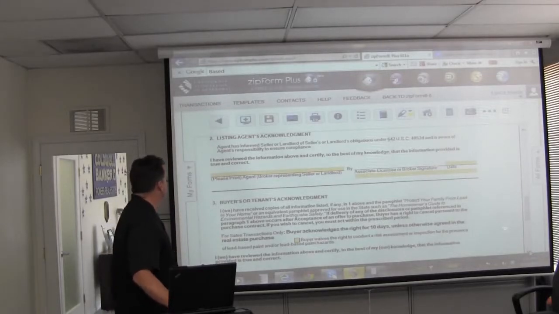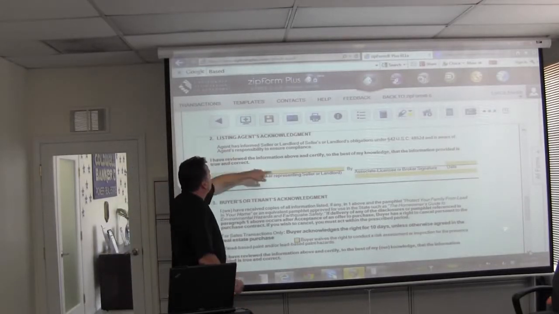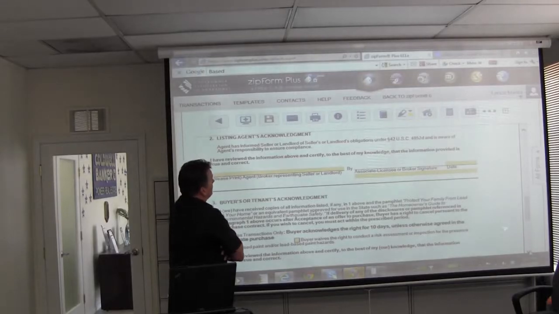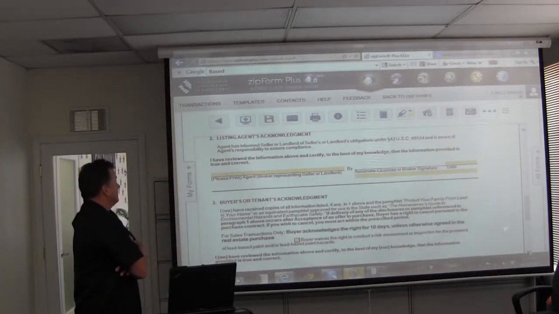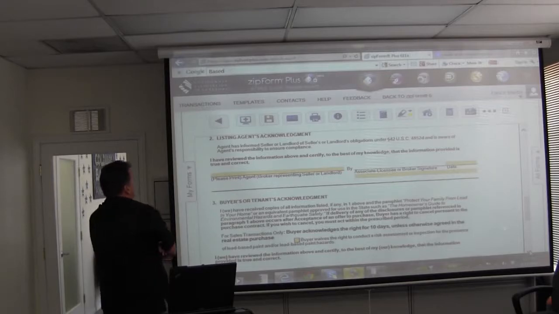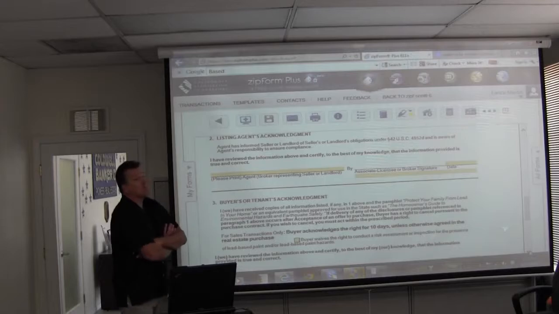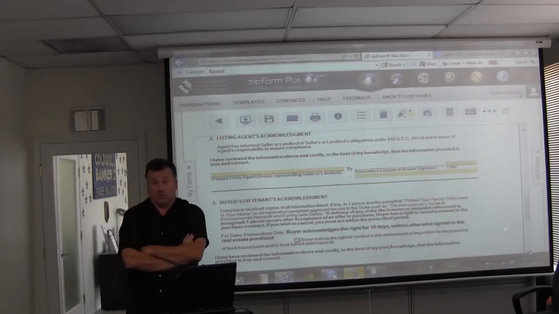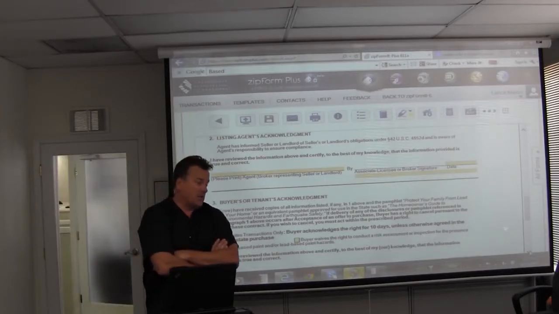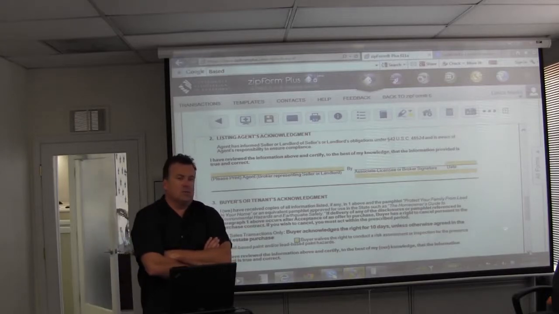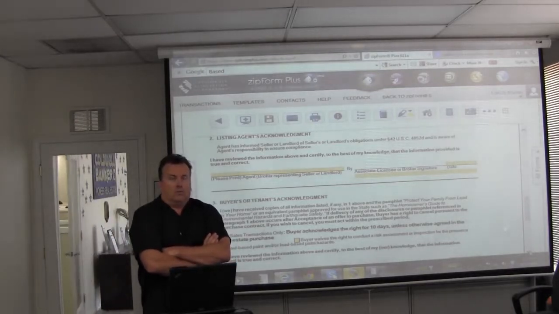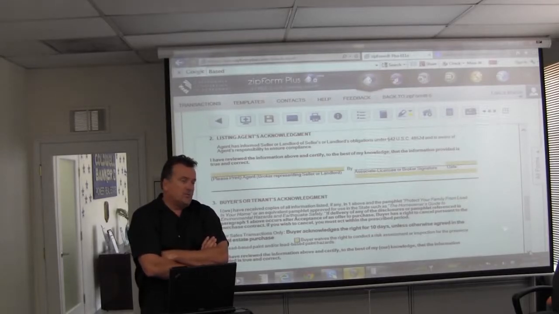You sign. Now again, the listing agent has informed seller or landlord of the seller or landlord's obligations and is aware of the agent's responsibility to ensure compliance. I reviewed the information, certified to the best of my knowledge the information is correct. We provided their information. We believe they've answered honestly. Okay. We provided them the information. The house was built in the 50s. It looks like the paint's original. Seller's lying. Well, it was all repainted. All of it was remediated.